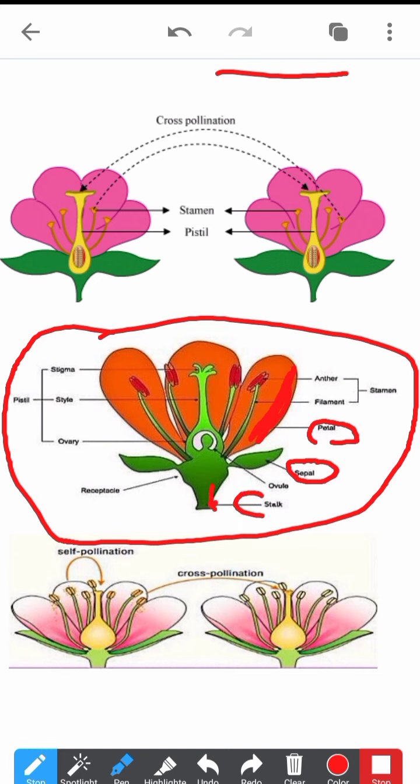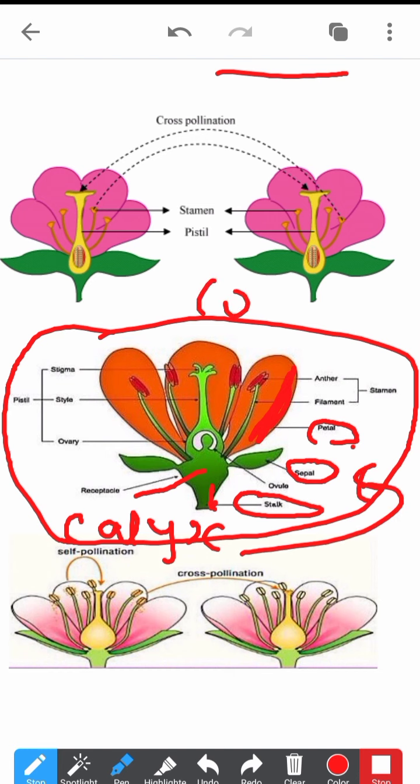Stalk means the part on which the flower stands on a surface. Receptacle means between the stalk and the flower itself there is one base-like structure on which it stands, and that is the receptacle. Now a group of petals is called corolla, and a group of sepals is called calyx. I am writing over here: group of sepals, calyx, and group of petals, corolla.